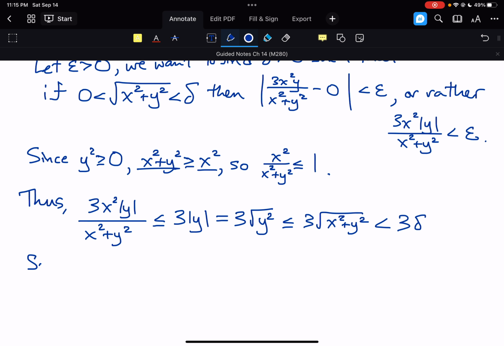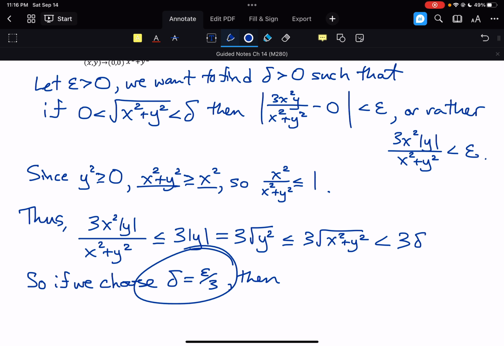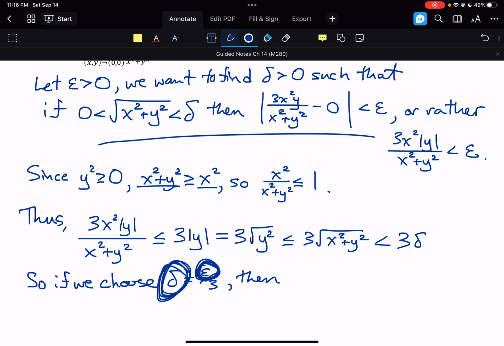So if we choose delta equals epsilon over 3, then this is going to give us the relationship we need. And this is why we establish a relationship like this, because now, no matter what epsilon value is given, we will have a delta that satisfies this relationship. Because delta is written now in terms of epsilon. So no matter what the epsilon is, no matter how small it gets, delta will shrink right along with it.